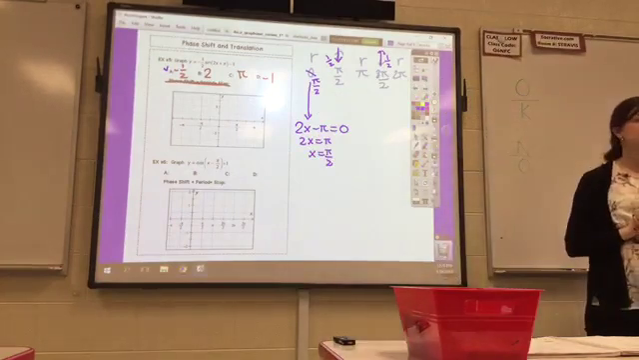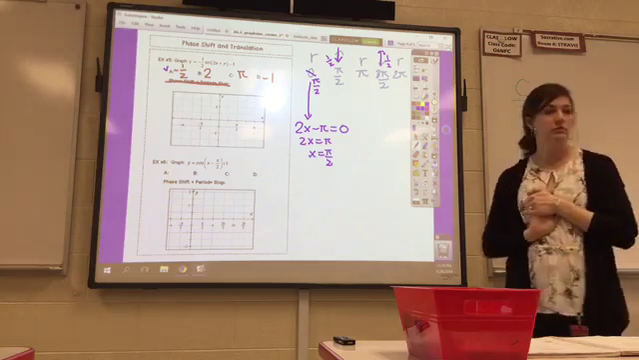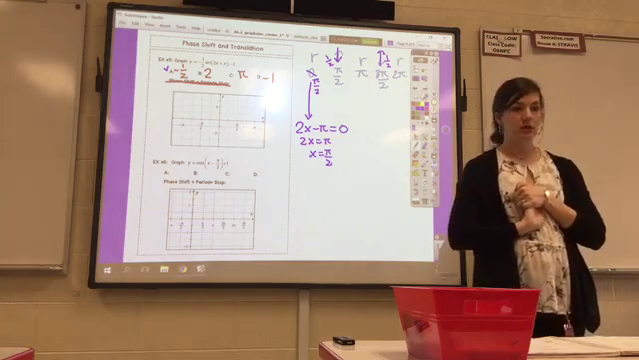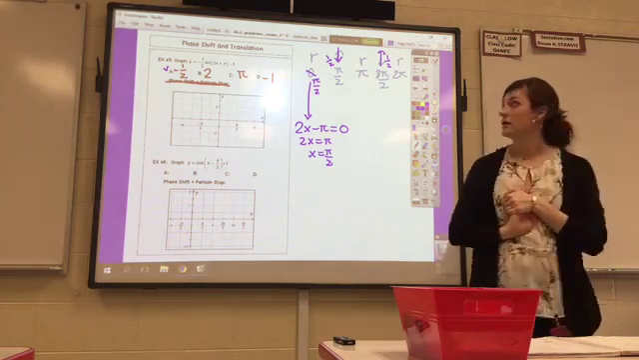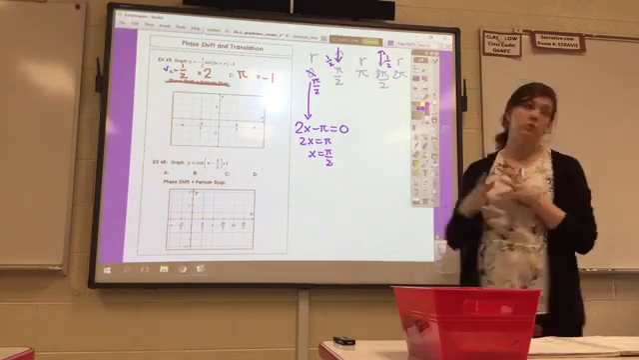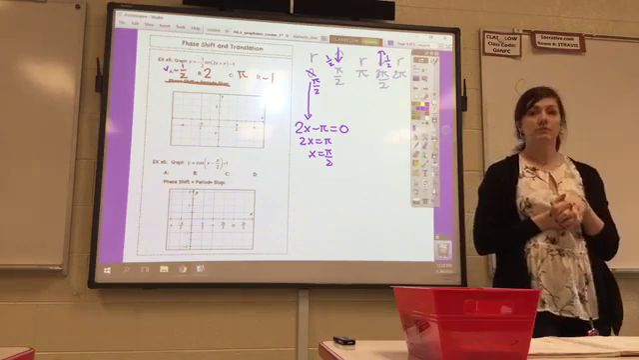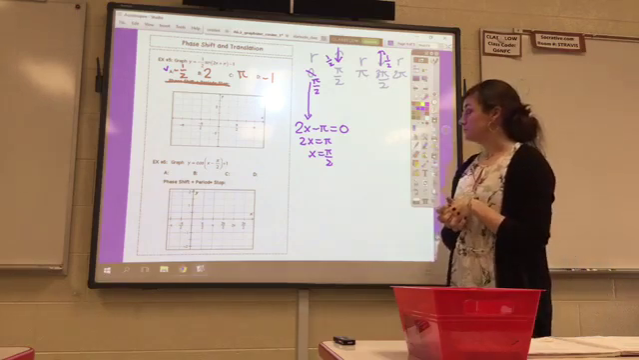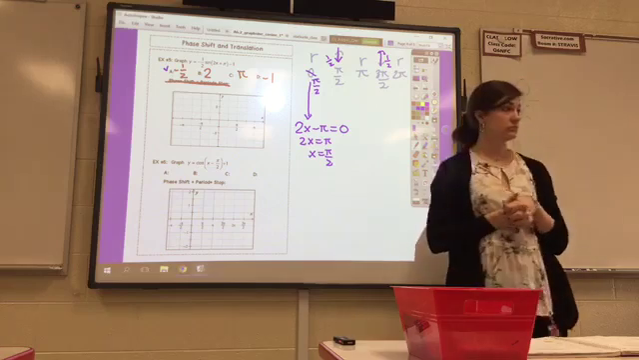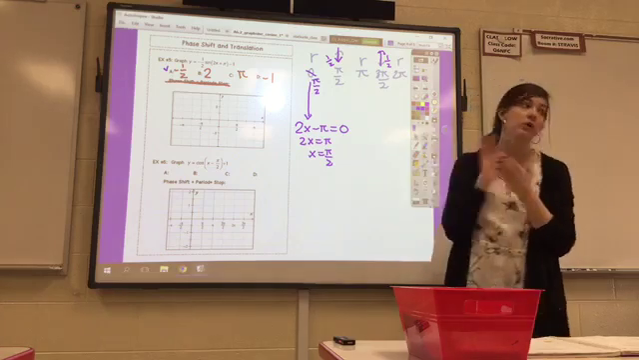Okay? So do you see what it did? Shifted it which way? Right, pi over 2. Guess what it's going to do to all of these points? It's just going to move. So shift them right, pi over 2. Okay, so now let's do another one just to make sure.